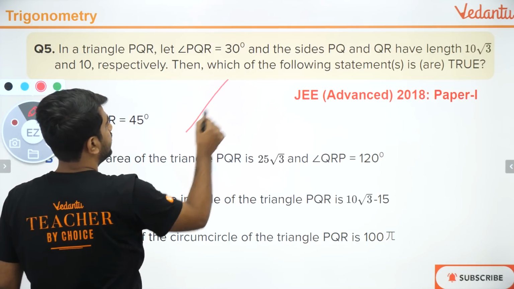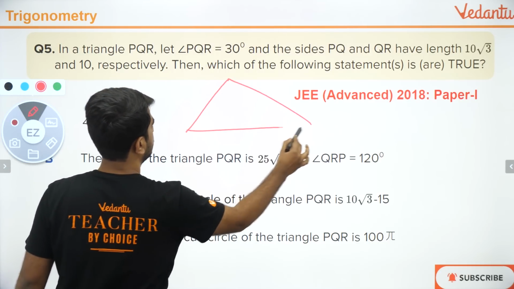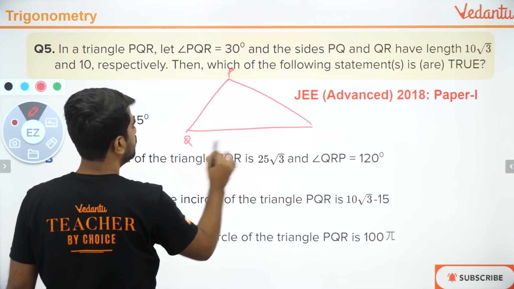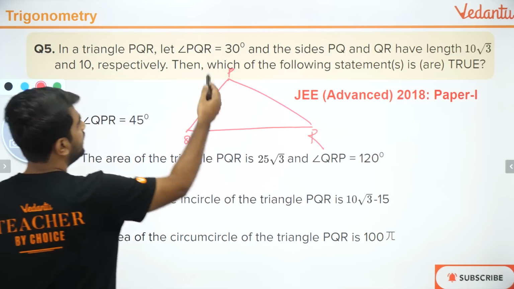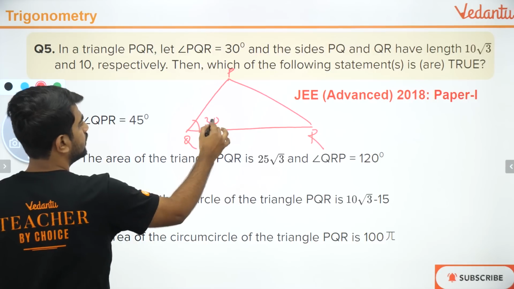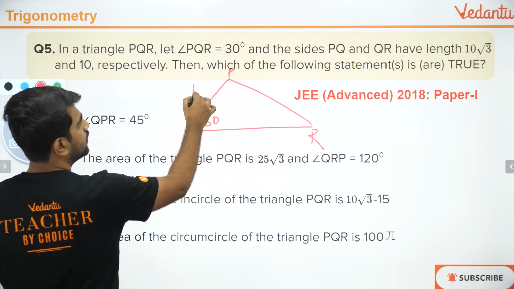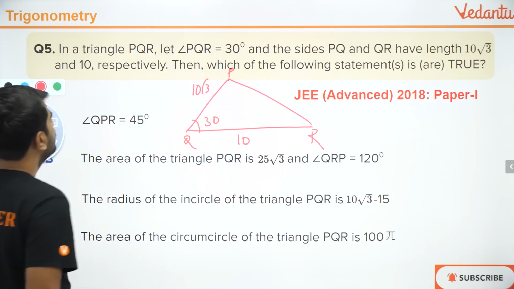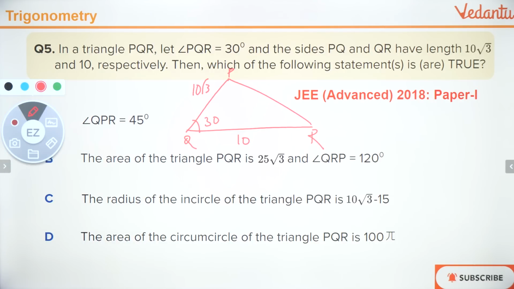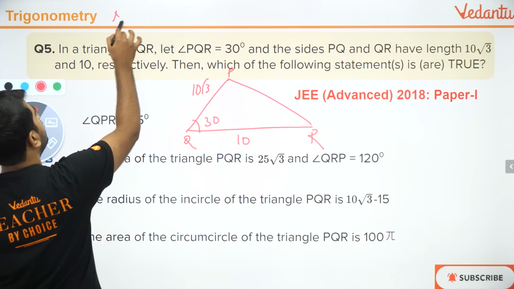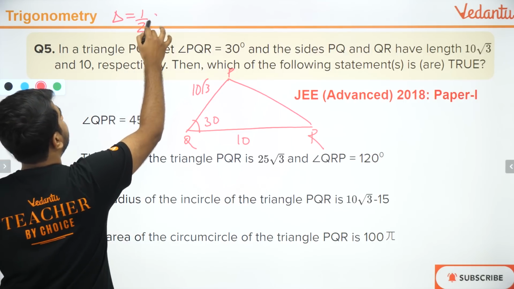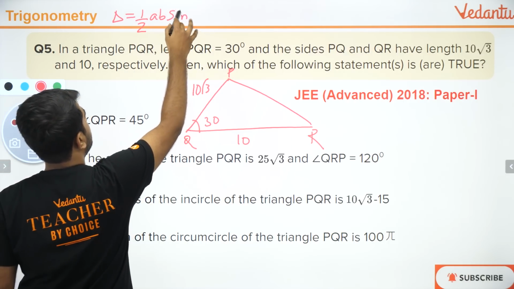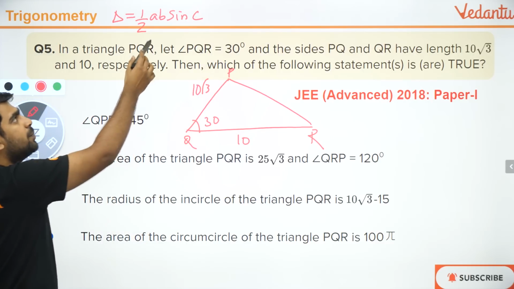So the triangle, let's say it looks like this. So that is P, Q and R. Angle PQR is 30 degree. PQ is 10 root 3. QR is 10. So first of all, I can find out the area of the triangle very easily. How can I find out the area of a triangle? Delta is equal to half ab sin C. You guys must be aware of it.